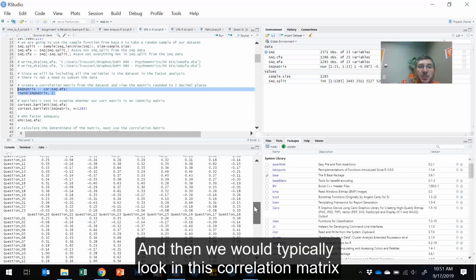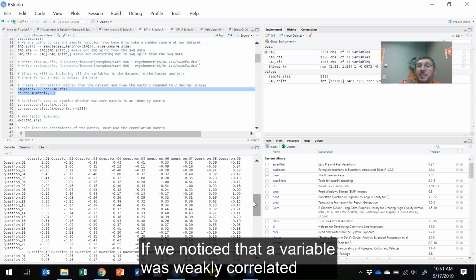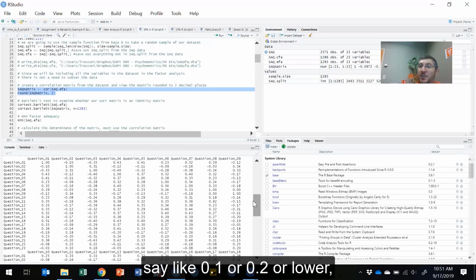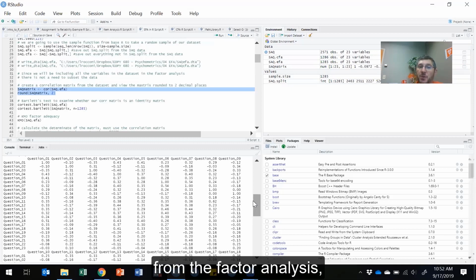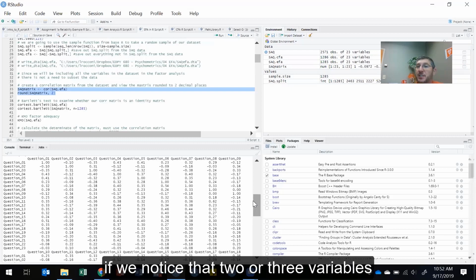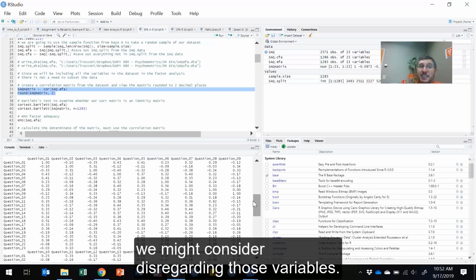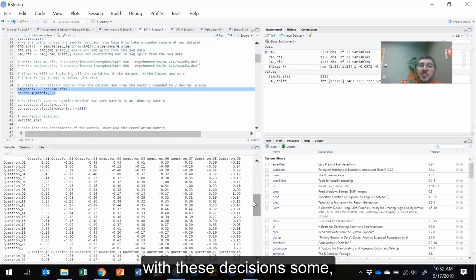And then we would typically look in this correlation matrix for variables that were highly correlated. If we noticed that a variable was weakly correlated with every other variable in the data set, say like 0.1 or 0.2 or lower, we might consider excluding that variable from the factor analysis. If we notice that 2 or 3 variables are highly correlated with each other, we might consider disregarding those variables. So we have a couple statistics that help us with these decisions.